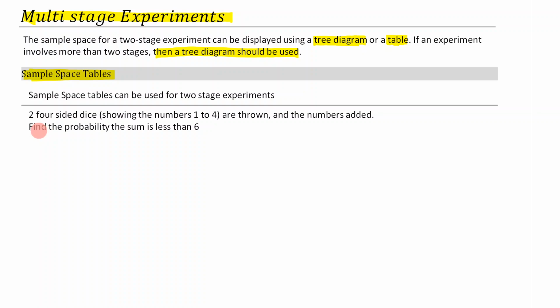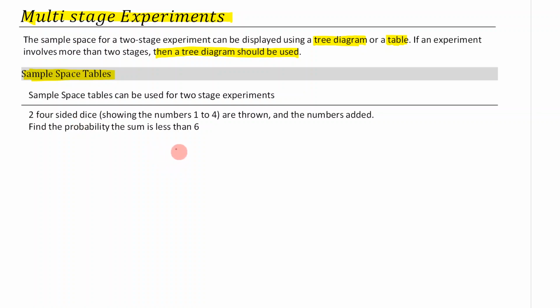Or in this case, two four-sided dice showing the numbers 1 to 4 are thrown and the numbers are added. We need to find the probability the sum is less than 6, and we're going to be using our table here to help us. So we've got two four-sided dice, we're rolling them, and then we're adding together the numbers.